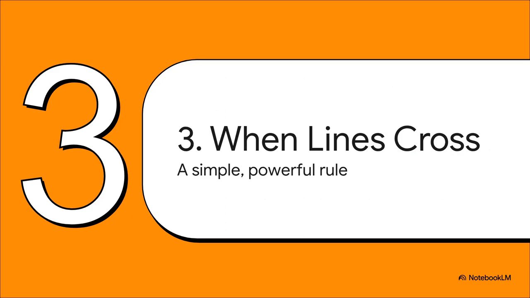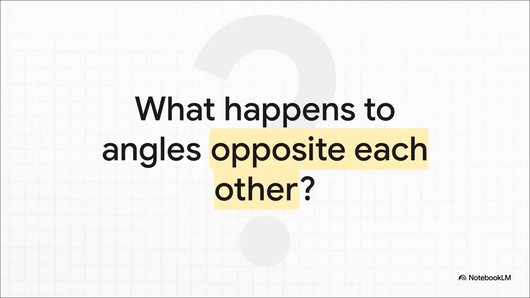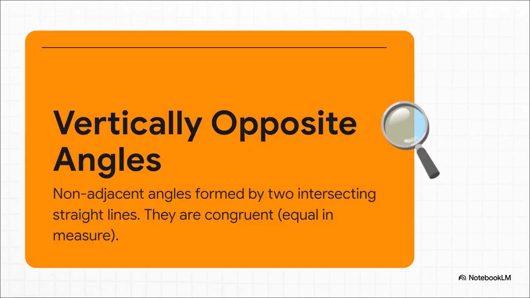Okay, we've got corners and straight lines down. Now, let's add another really powerful tool to our collection by looking at what happens when two straight lines cross each other. So when two lines intersect like this, they make four different angles. I want you to pay attention to the ones that are directly opposite each other. Turns out, they have a very simple and very powerful relationship. They're called vertically opposite angles.